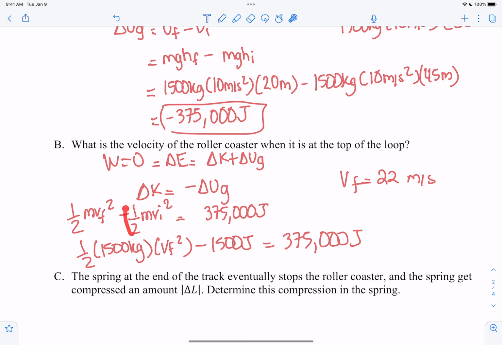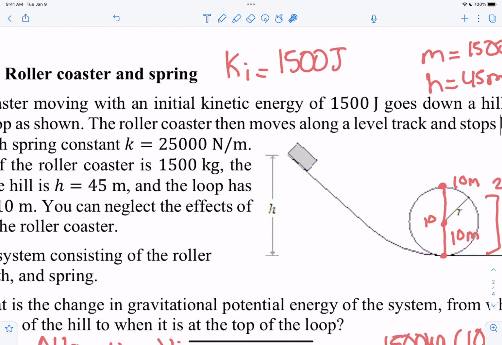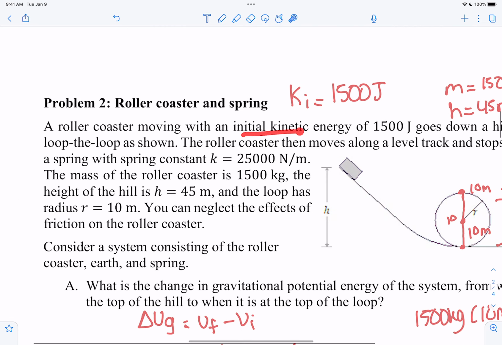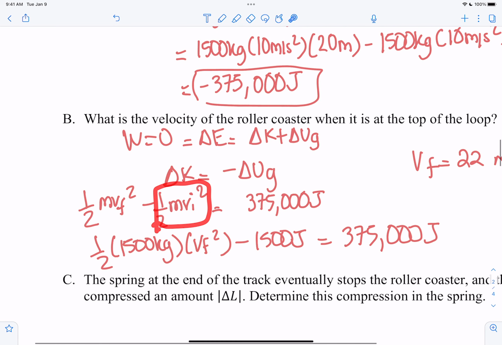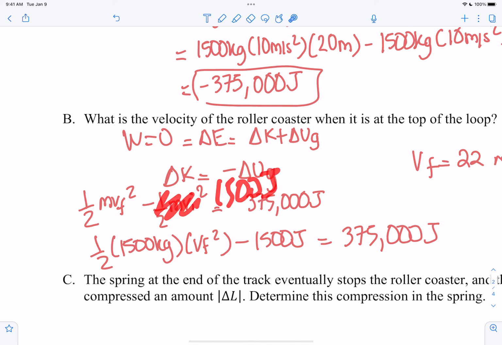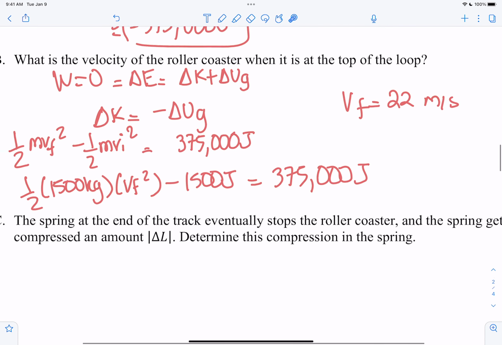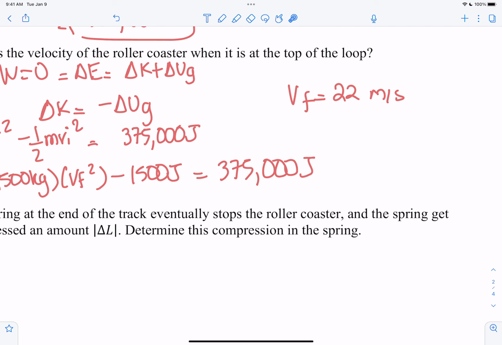So remember, this is our KF and this is minus KI, for delta K. So this is our initial kinetic energy. This initial kinetic energy was given to us. They said initial kinetic energy is 1500 joules. So we don't even have to know what the initial velocity is. We don't have to calculate for that because we can just say that this whole thing is 1500 joules. Does that make sense? Okay, cool.